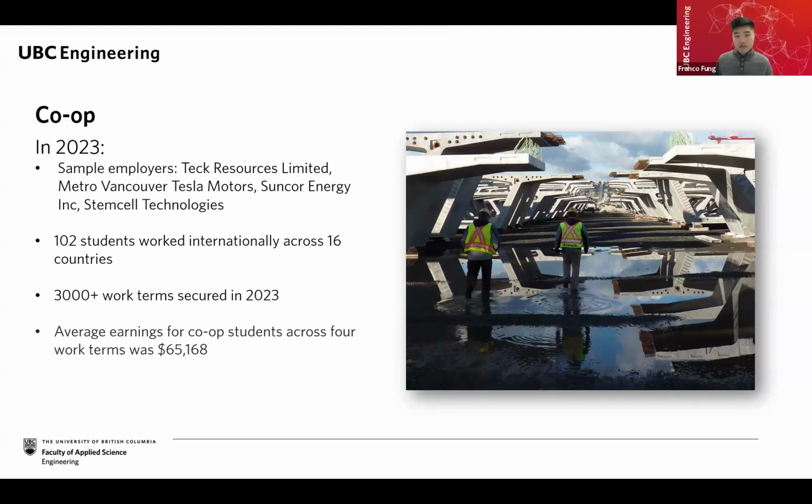Some notable employers include Teck Resources, Suncor Energy, and STEMCELL Technologies, just to name a few. And of course, average earnings is important, I think, for some students to know about. Average earnings for our co-op students across 4 work terms was just over $65,000 in 2023.